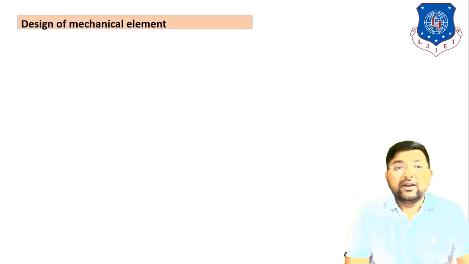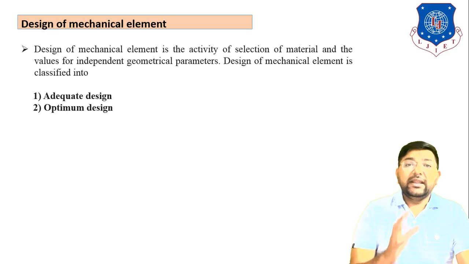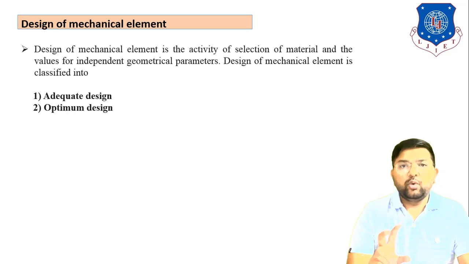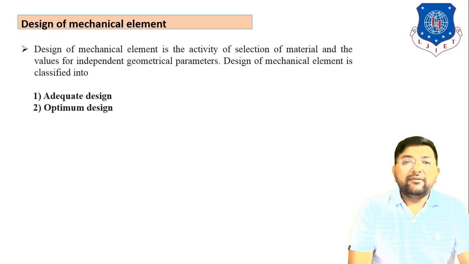Now we have to design of mechanical element. Basically, mechanical design is divided into two major parts. Design of mechanical element is the activity of selection of material and the value for independent geometrical parameter. Design of mechanical element is classified into adequate design and, second, optimum design. So basically design is divided into two major parts.